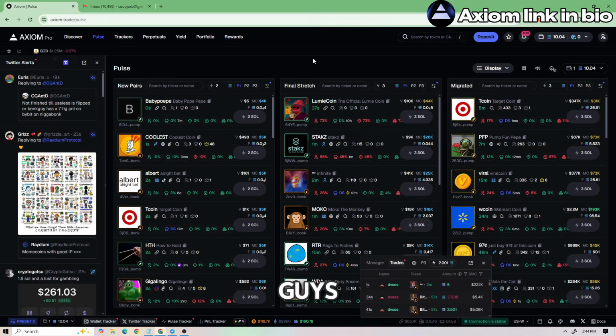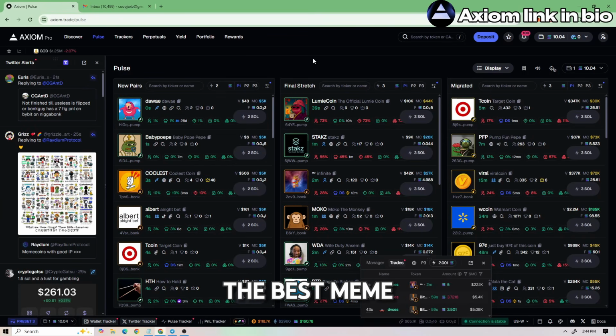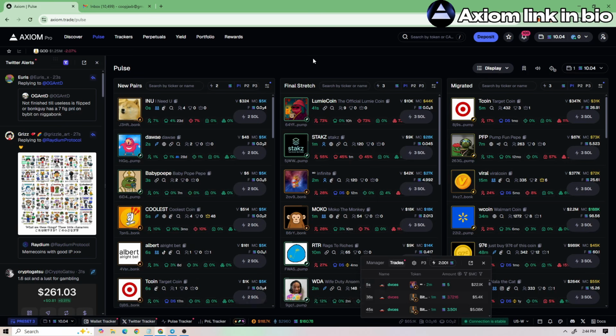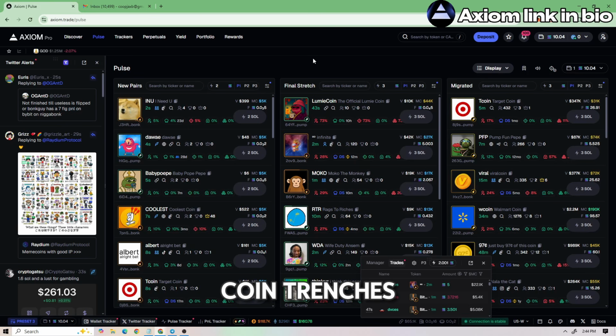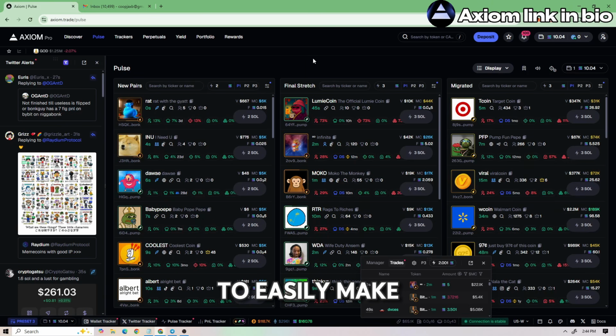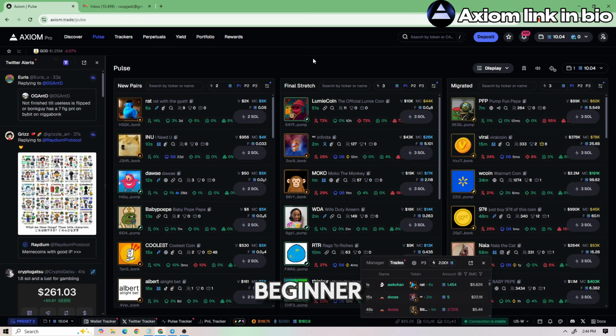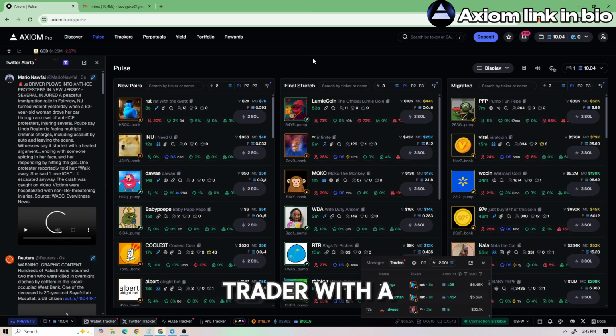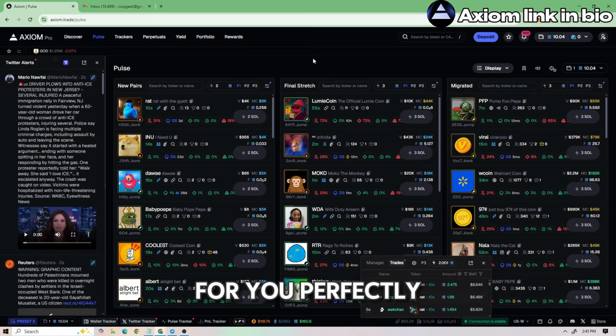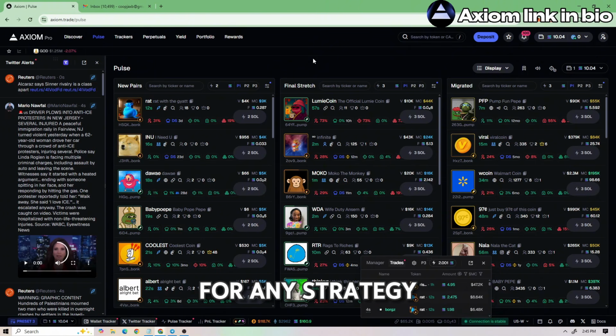Yo, what's up guys? Today I'm going to be showing you the best meme coin trading filters that you can use to start printing in the meme coin trenches. You can use these filters to easily make thousands of dollars every single day. Doesn't matter your portfolio size, if you have a small portfolio and are a beginner or an experienced trader with a big portfolio, these will work for you perfectly, and it works for any strategy too.